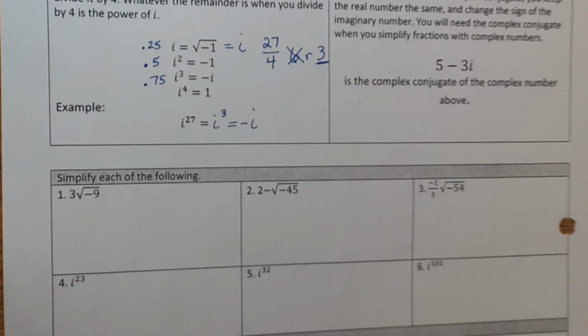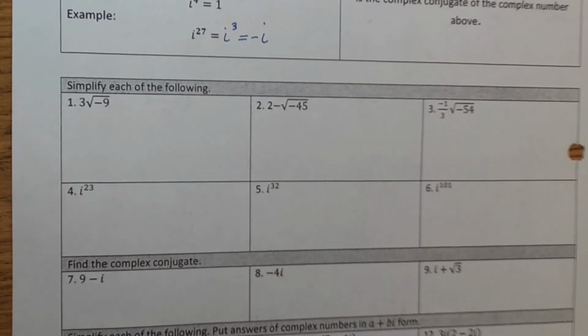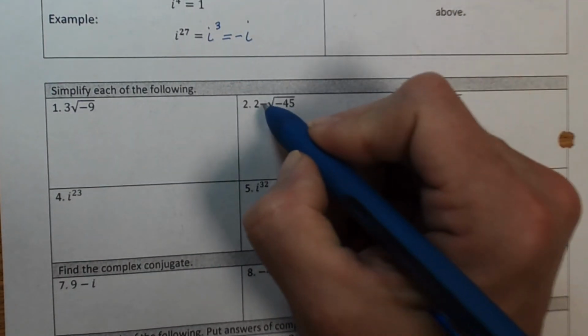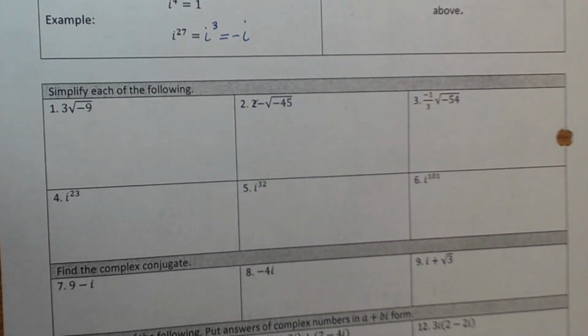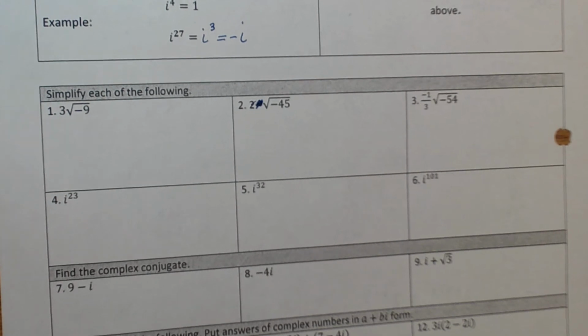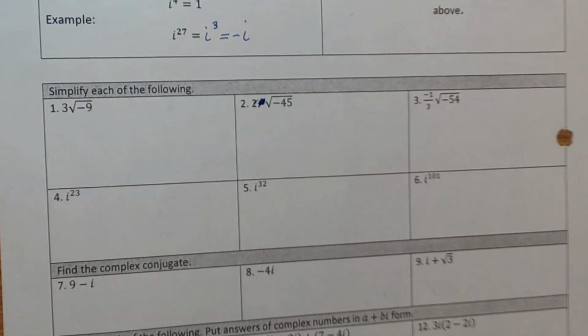All right, so now let's do some simplifying of these. Oh, this is a typo. This should not have been, let's see, what is that supposed to be? Sorry, we're going to take that out. That negative shouldn't be there. It should just be 2 root negative 45. We'll get to that one in a second.